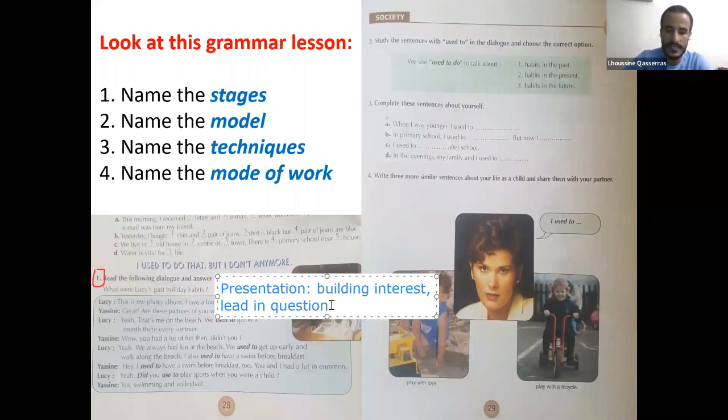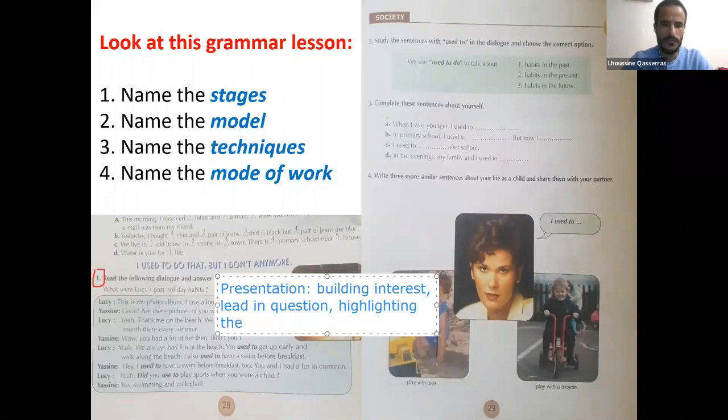What else? Just presentation? Look here. Used to, different colors or. There is highlighting. What's this? Highlighting what? Color coding, yeah. It's highlighting the form. Highlighting the, is it the form or the use? Let's say the form.